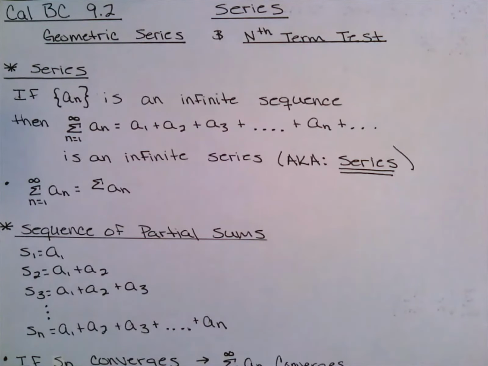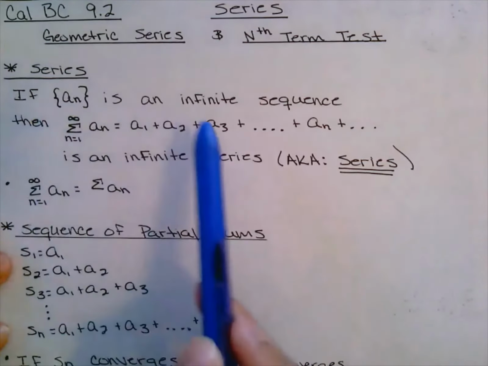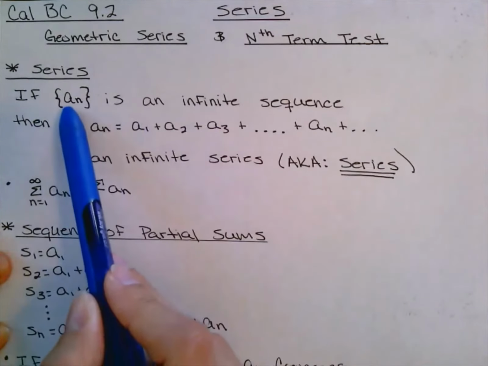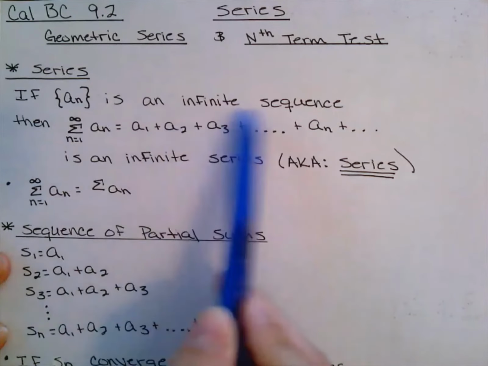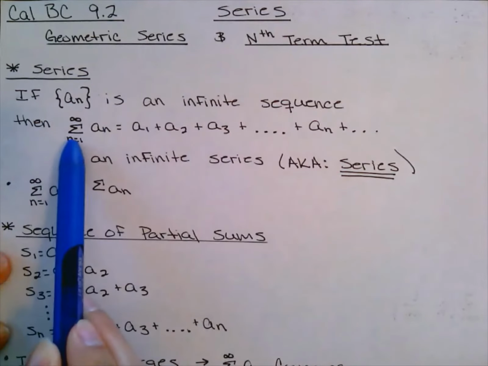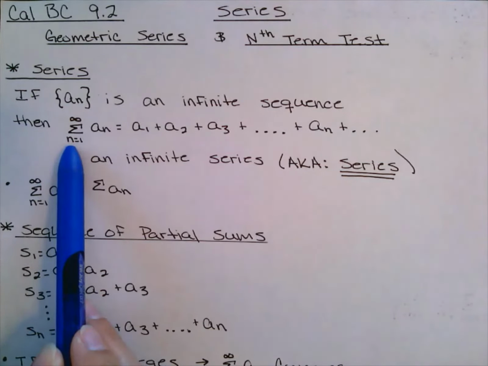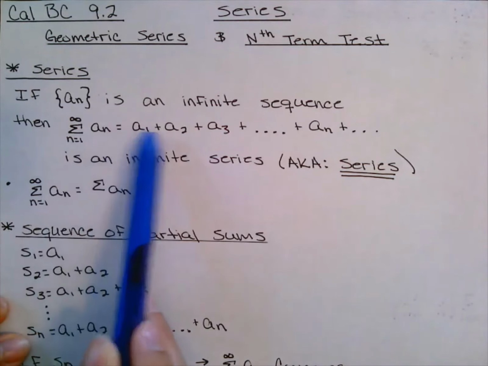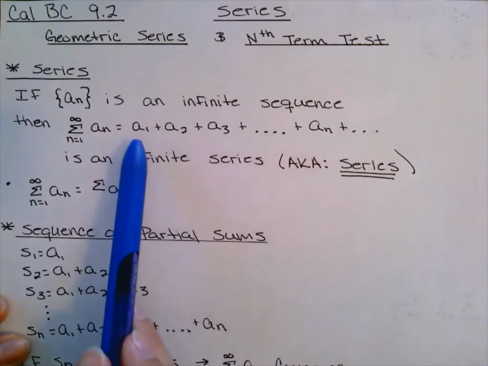So a series, with respect to what we learned of a sequence: if a sequence was writing out that list of terms, a series is just taking those terms and adding them up together. If a sub n, which we learned last class, is that infinite sequence, then this notation right here, this fancy letter E, is a Greek symbol for summation. It's called sigma. Summation means to add, so you're just going to take all of the numbers in the sequence and add them up.